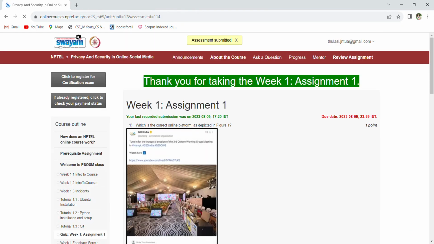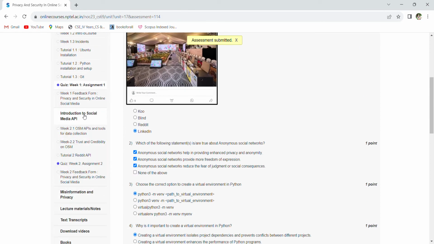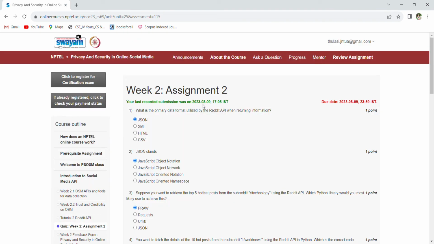And next, let's go to the second week also, because for the second week also the last day to submit is today. What is the primary data format utilized by the Reddit API when returning information? That is JSON. JSON stands for JavaScript Object Notation.